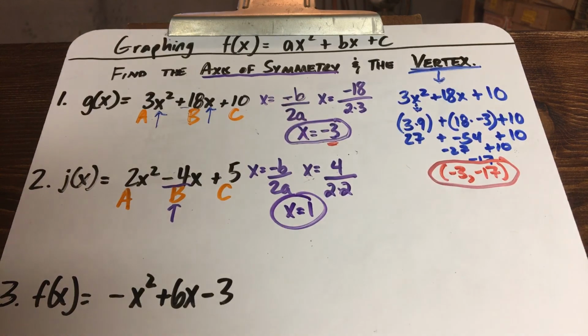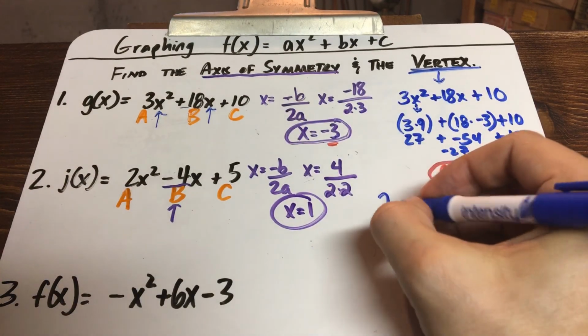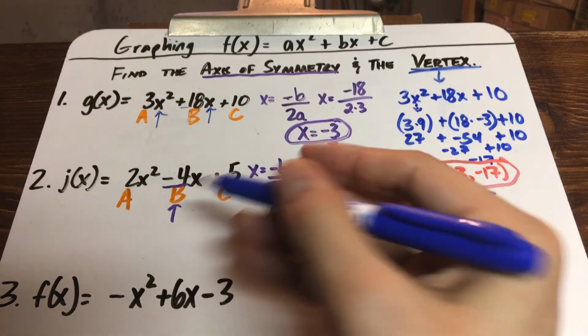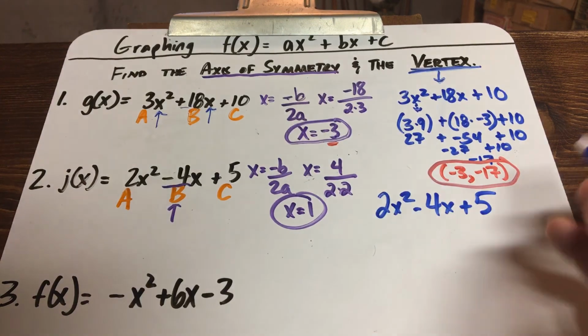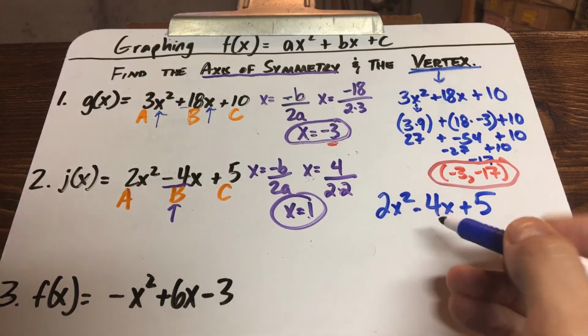And now to find the vertex, I go back to my original formula. I'm just going to copy it down. That is just this problem. I just copied it down right here. And now I'm going to substitute 1 in the spot of the x.